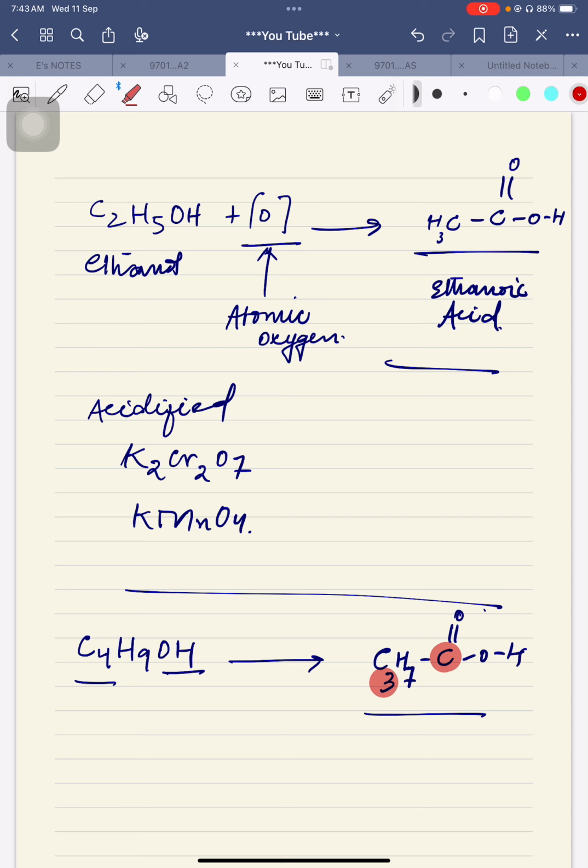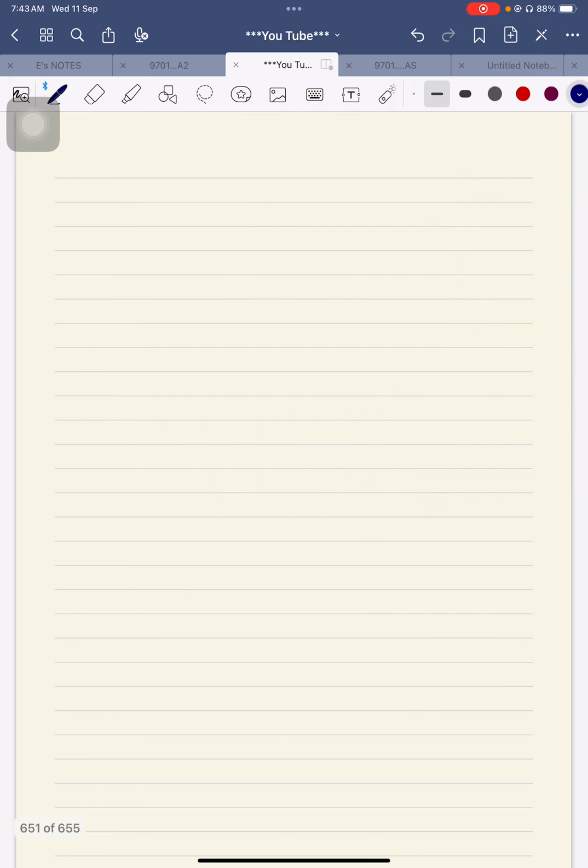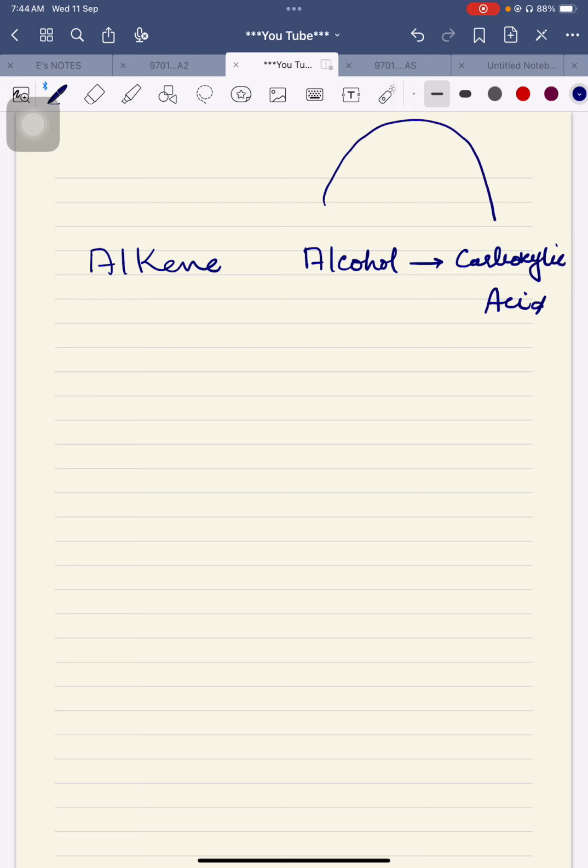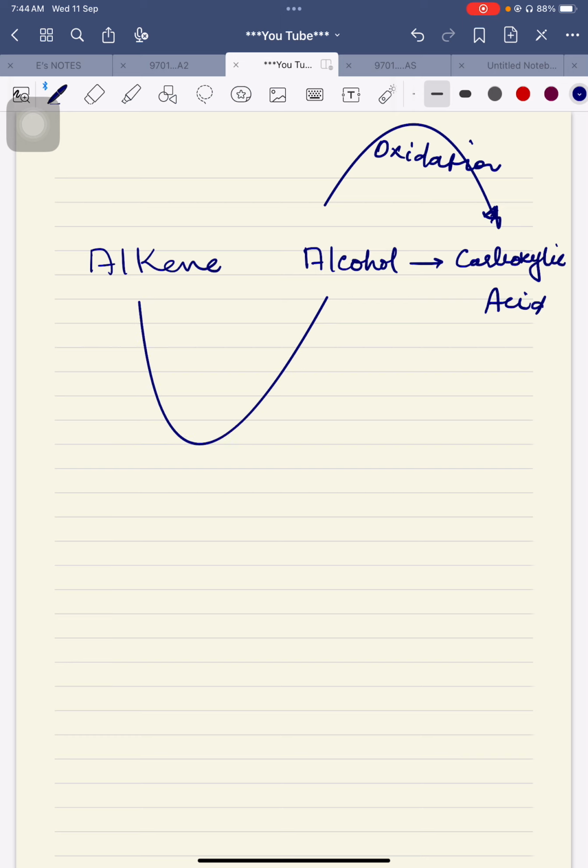Okay, so let me go on to the next page. Here I am telling you that this is alkene. For example, this is alkene, this is alcohol, and this is carboxylic acid. Let me inform you very clearly that the carboxylic acid is formed by oxidation. Oxidation of alcohol is giving you this, whereas reduction of alcohol is giving you alkene.